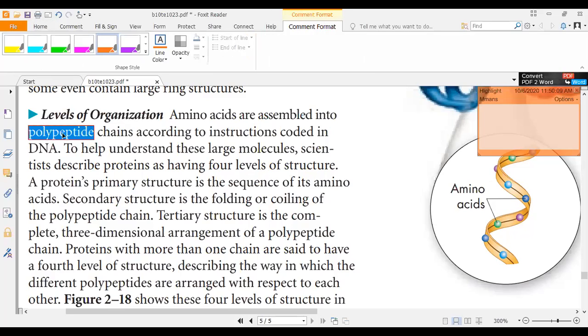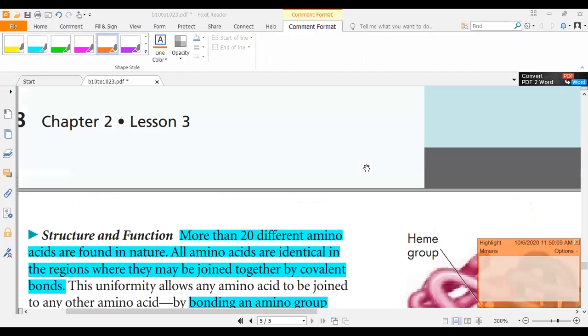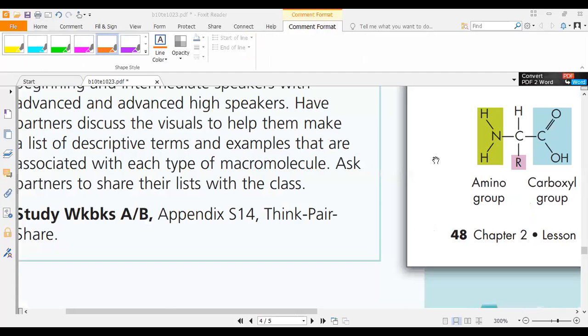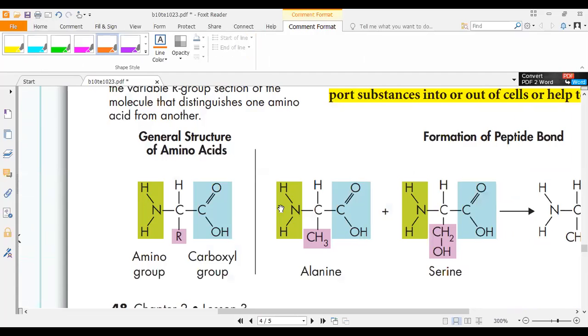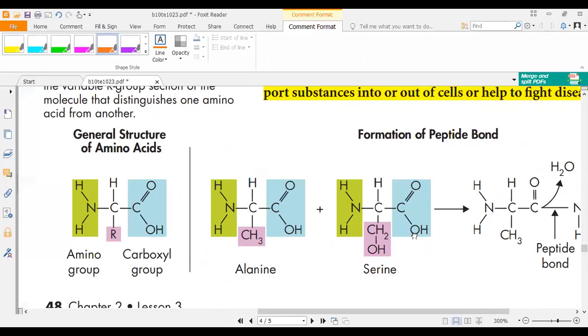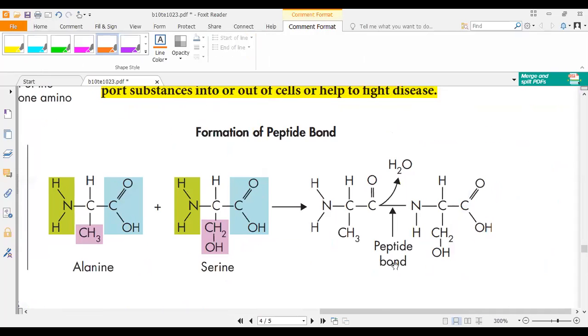Many peptides. What is the peptide? Great, very good answer. The bond between the amino acids. Remember this? When we bond two amino acids, what do we call the bond between them?